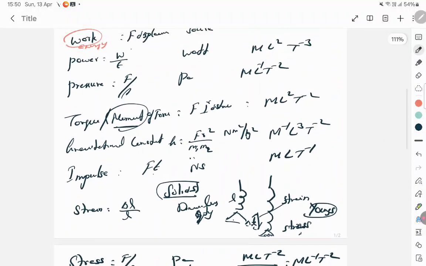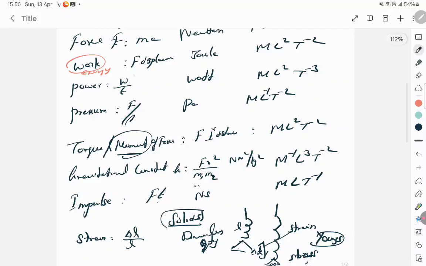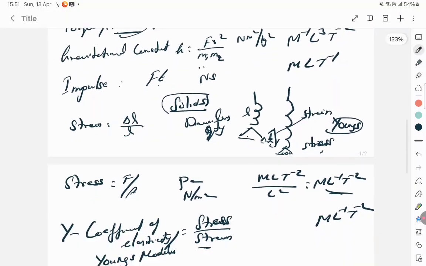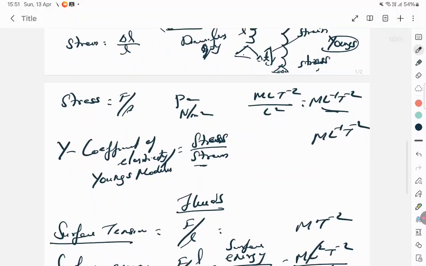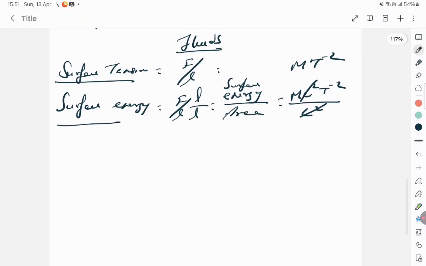Similarly, torque and work done had the same dimensional formula. Like this we can keep saying about a lot of similarities. What are those which do not have dimensions? Strain does not have any dimension because it is change in length by original length. You understood all that?